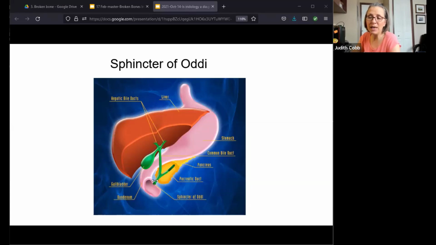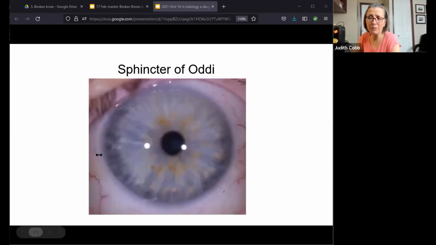All right, so he came to me with sphincter of Oddi. Now, I didn't even know what sphincter of Oddi was, seriously. I had to look it up. Many people think they can see gallbladder problems in the eye. Well, you really can't necessarily. So this is his right eye. When we look at gallbladder, it would be sitting right here.